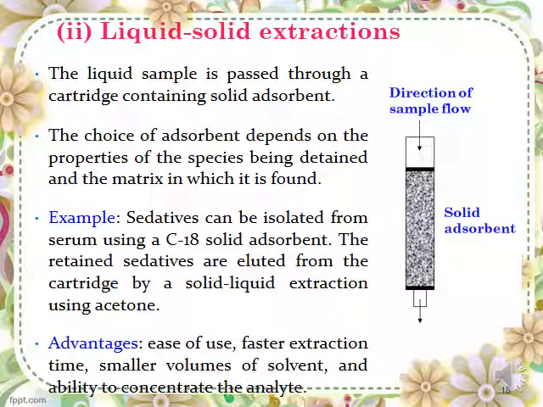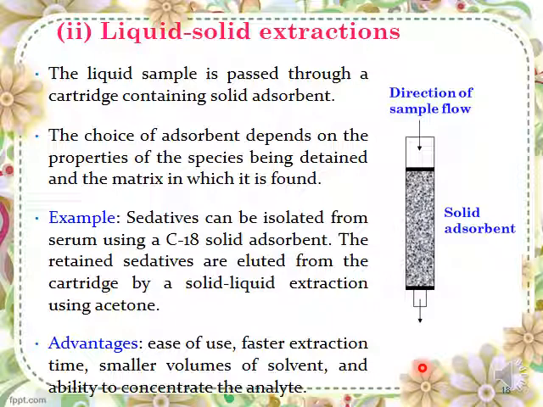Now the second type of extraction is liquid solid. The first name here, liquid, implies the sample. So liquid is the sample, and solid would be the adsorbent in this case. So we have a cartridge here, and this cartridge is packed with a solid adsorbent. Then this would be the flow of the sample. It will pass through the solid adsorbent and come out at one end here.